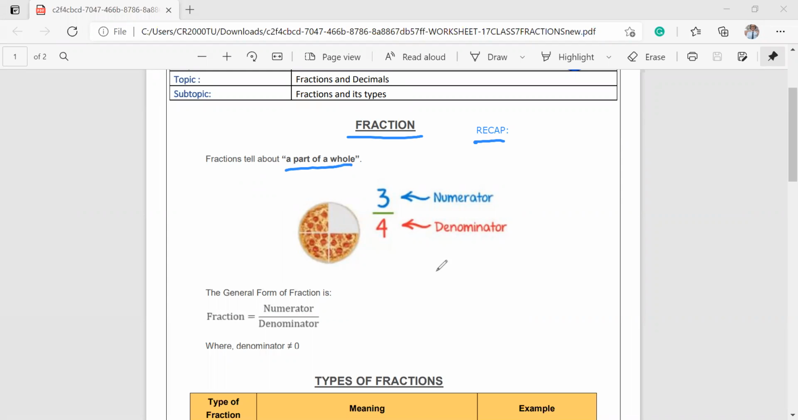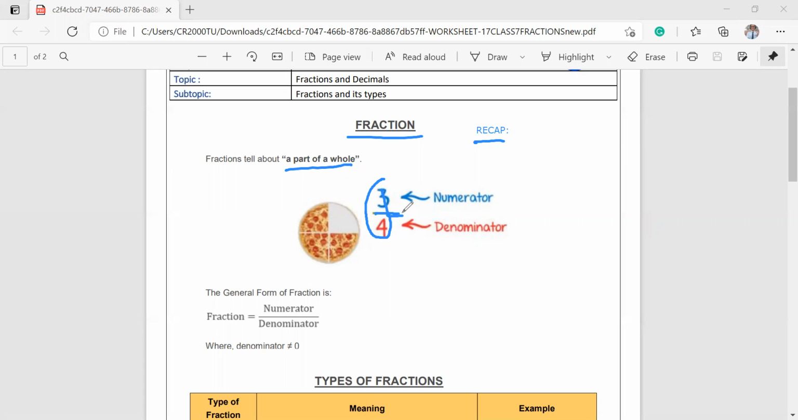Second thing that we have learned, the general form of writing a fraction is like this: 3 by 4. This green line is known as by. The upper number is known as the numerator, and the lower number is known as the denominator. Because of this green line, they are pronounced as 3 by 4.